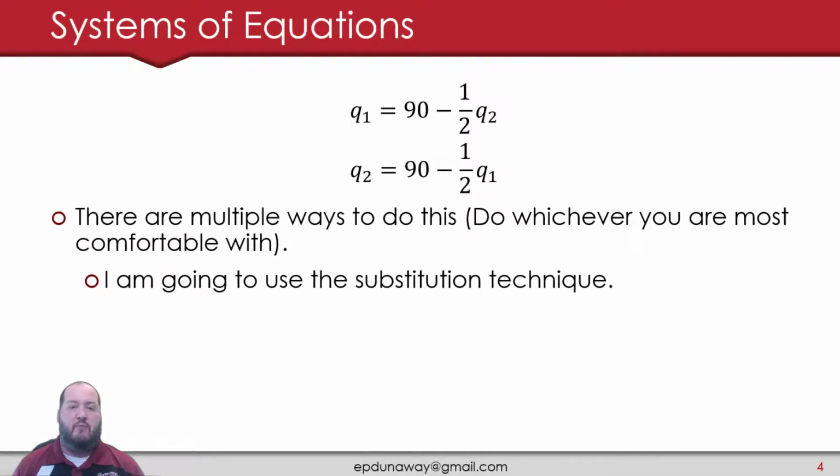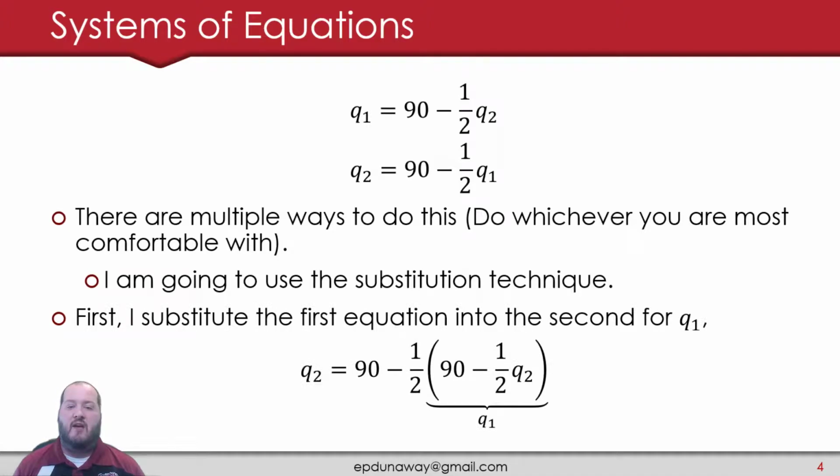The first technique, and probably the most commonly used, is what we call the substitution technique. All you do for the substitution technique is plug one equation into the other. These work out really nicely for substitution because each equation is already solved for one variable. So I'm going to take the first equation and substitute it into the second equation for q1. From the second equation I had 90 minus 1/2 q1, but now I've replaced q1 with 90 minus 1/2 q2.